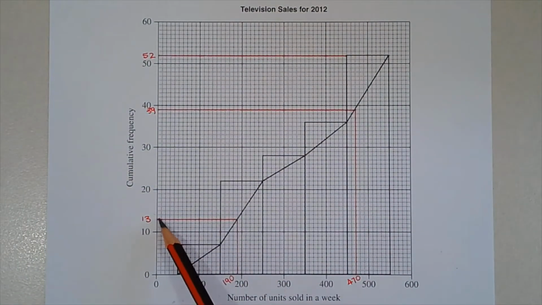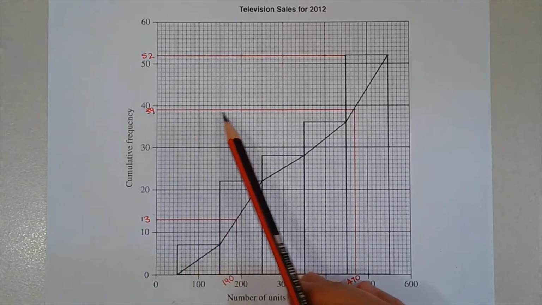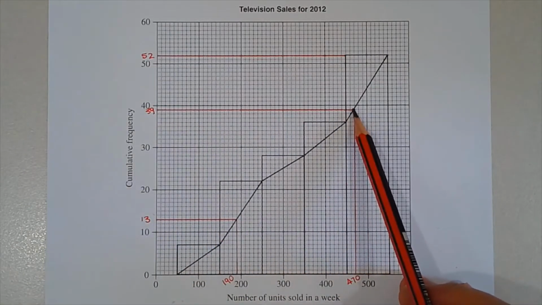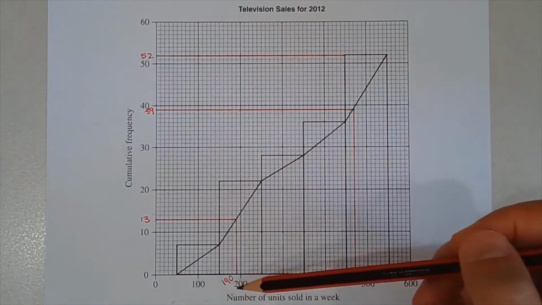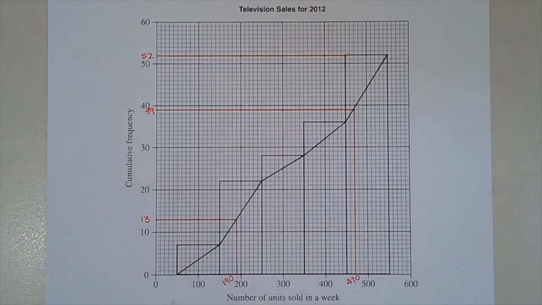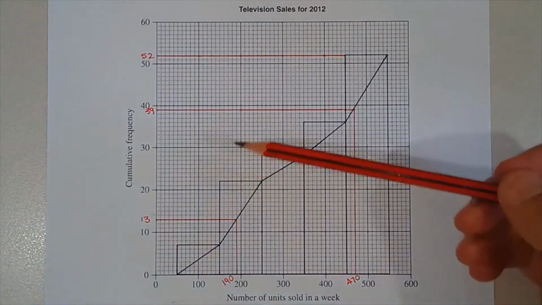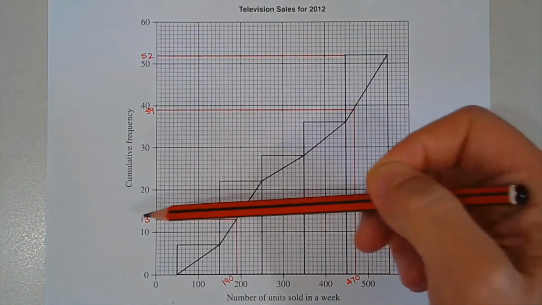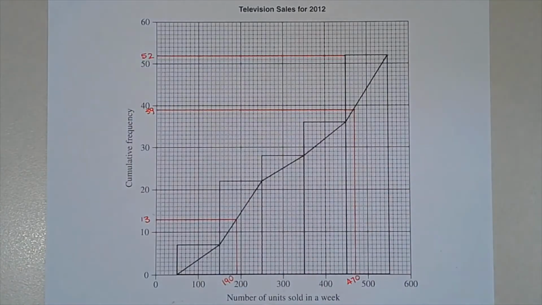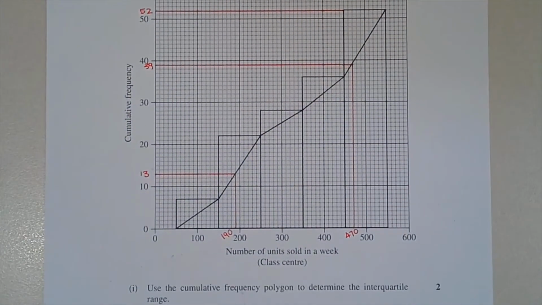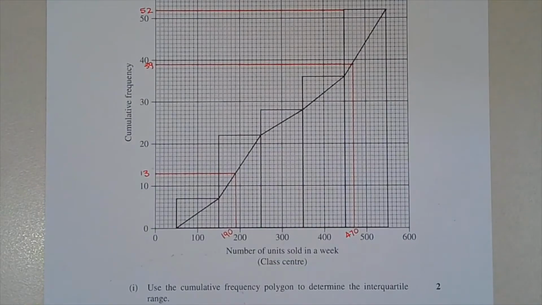Next, we project across from 13 and 39 until we strike the ogive, and then project downwards to work out what the 13th and the 39th scores would correspond to. So the 39th score is 470, the 13th score is 190, and the difference between 470 and 190 would then be the interquartile range, which will be 280.